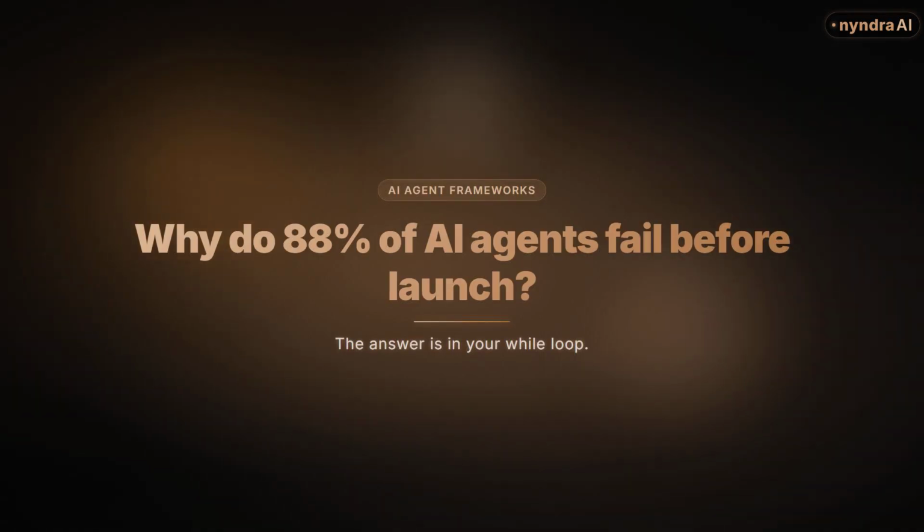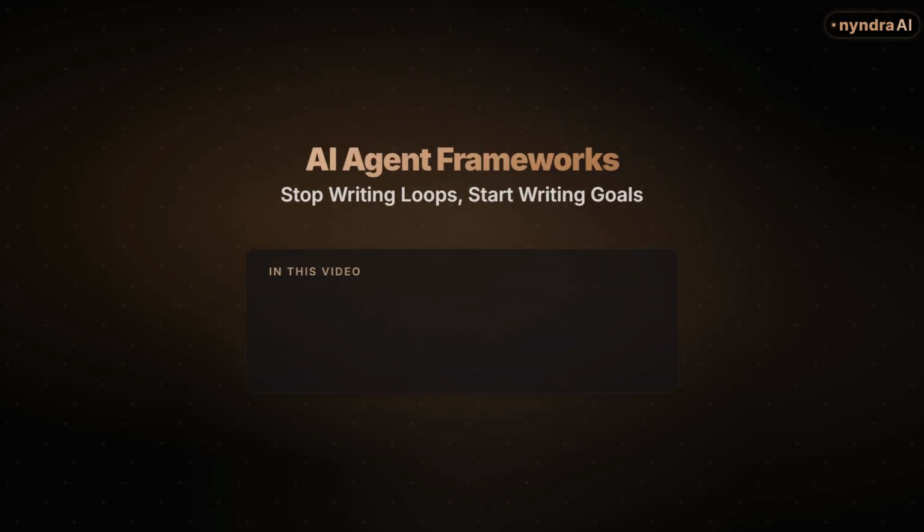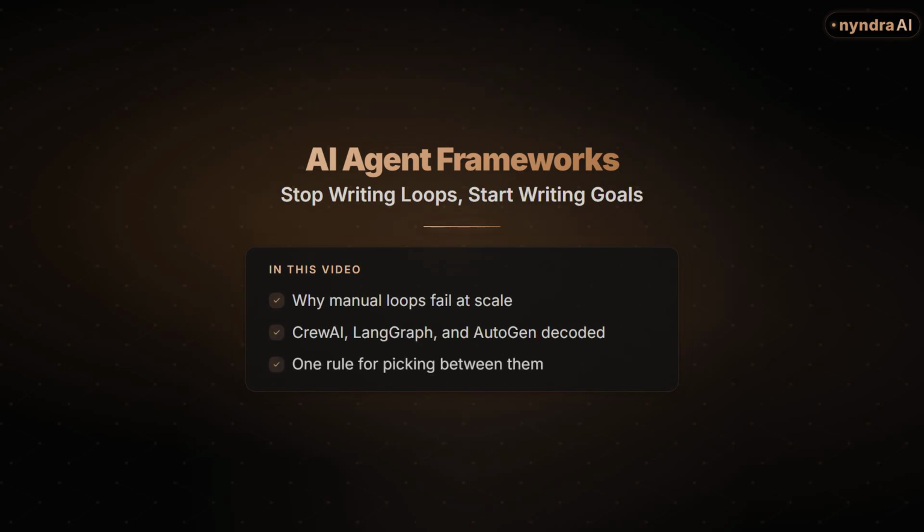88% of AI agent projects fail before reaching production. Not because the models are bad, because developers are still writing the loop by hand. This video is about the design decision hiding inside every agent tutorial. You'll see 3 frameworks that replace that loop with goals, and 1 rule for choosing between them.